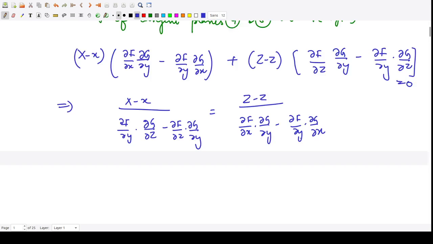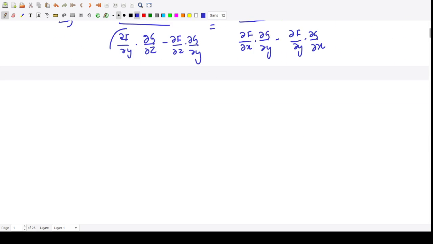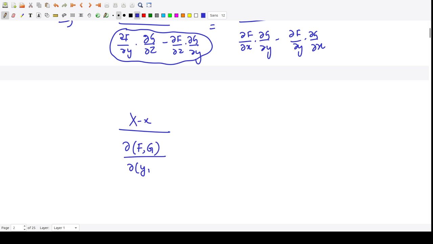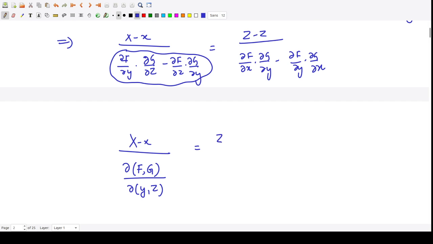And now if you see closely, what is this expression? This is the Jacobian for the function. So (x − X) divided by the Jacobian of the function f and g, or the surface f and g, with respect to y and z. And what is this quantity on the right hand side? It would be (z − Z) divided by the Jacobian of f comma g divided by x comma y. So this is one factor.